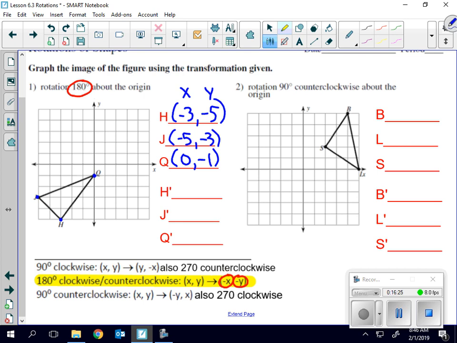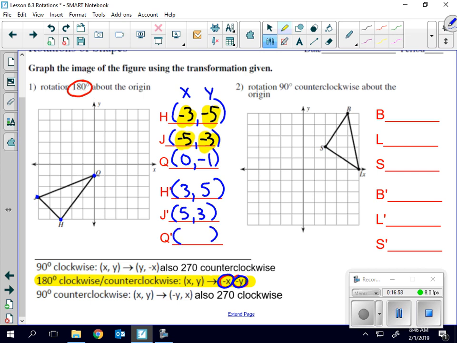Okay, and then our H prime, J prime, Q prime, we're going to do this right here. Make each one the opposite. This one I think is the easiest one to do. So all you're doing is whatever H was, make them opposite. So instead of -3, we're going to have +3. Instead of -5, +5. All right, same thing with J. J was -5, -3. So now we're going to have +5, +3.